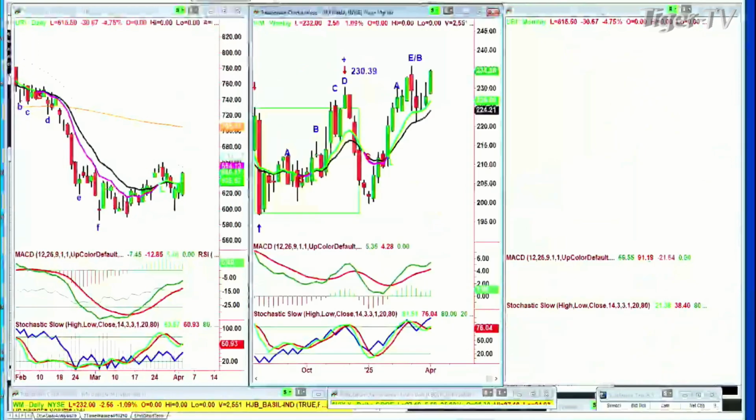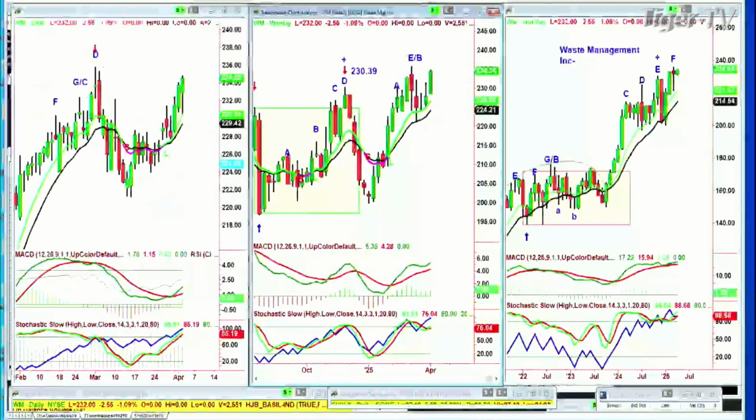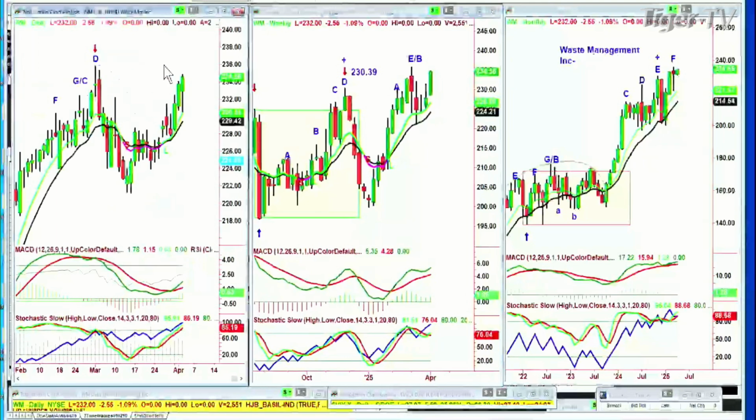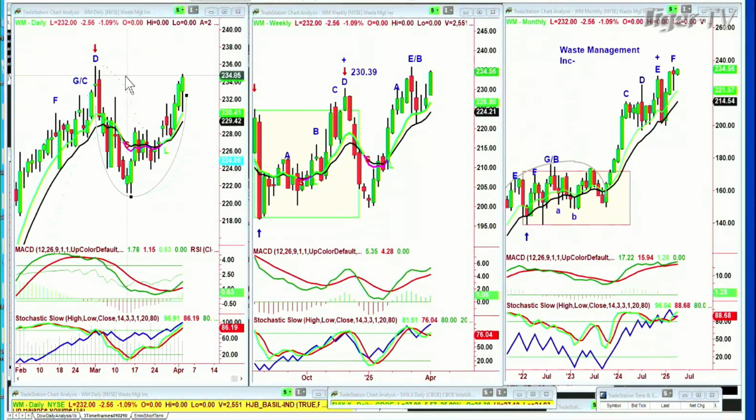Okay. Within that context, so waste management. This is more macro. If anything, does anything stop waste? This is waste management. No, it makes new highs all the time. It's really a fantastic benchmark in terms of telling us about the overall because this tells you what the cities and towns are doing because that's where waste management does most of their business. And within that context, you've got this U-shaped pattern right here. Failed to get to the previous high. High was an all-time high last month.